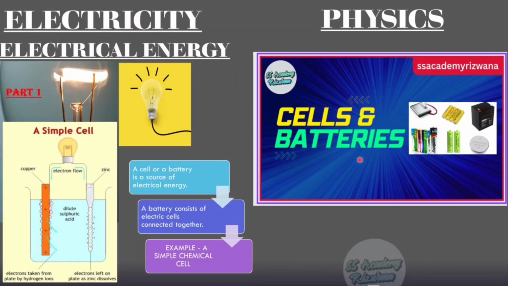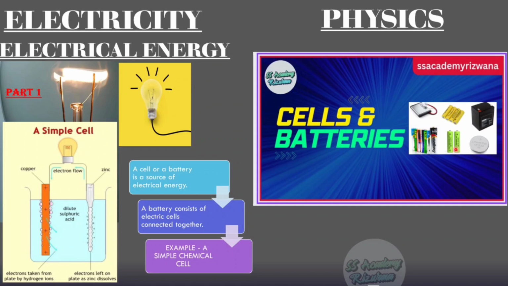Now, cells and batteries. A battery consists of electric cells connected together. A cell or a battery is a source of electrical energy. Each cell transforms non-electrical energy into electrical energy. One terminal of a cell is positively charged and the other is negatively charged.